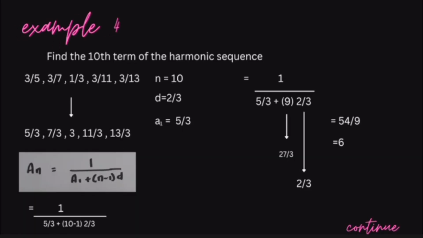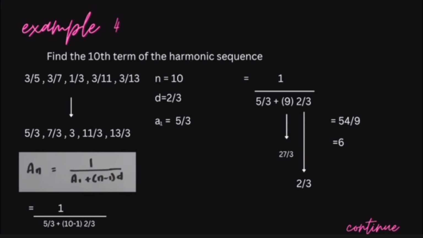In this example, we want to find the 10th term in the harmonic sequence 3/5, 3/7, 1/3, 3/11, and 3/13. Now, first of all, we want to find the reciprocal. It's gonna be 5/3, 7/3, 3, 11/3, and 13/3. So the reciprocal is just like the reverse version of the fraction form. Like 3/5, the reciprocal is 5/3.